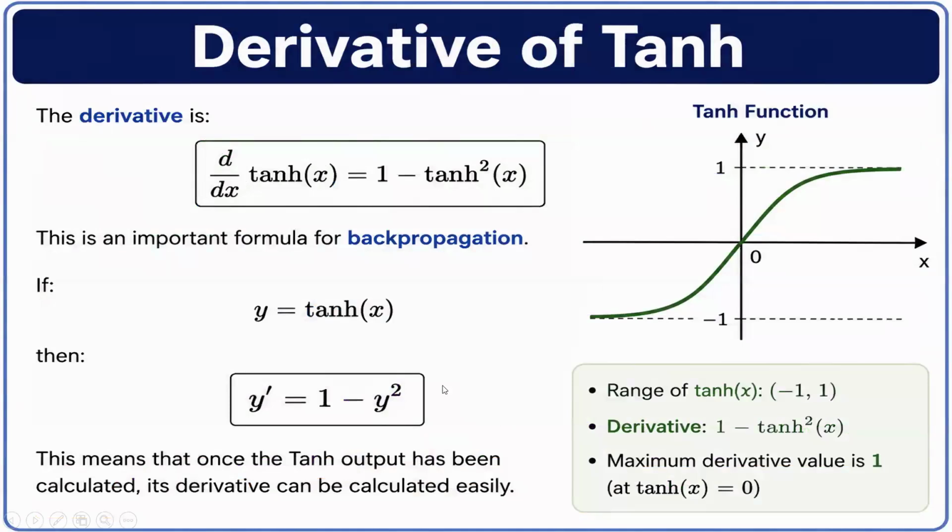So now next is derivative of tanh. How is the derivative calculated? d/dx of tanh x is equal to 1 minus tanh square x. So suppose if y is equal to tanh of x, then y dash is equal to 1 minus y square. So if we know y, we can easily calculate the derivative of tanh x.